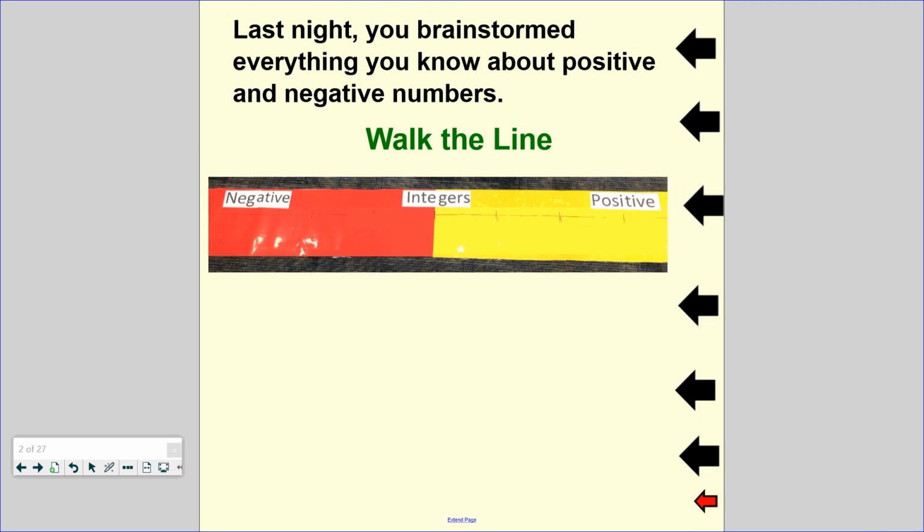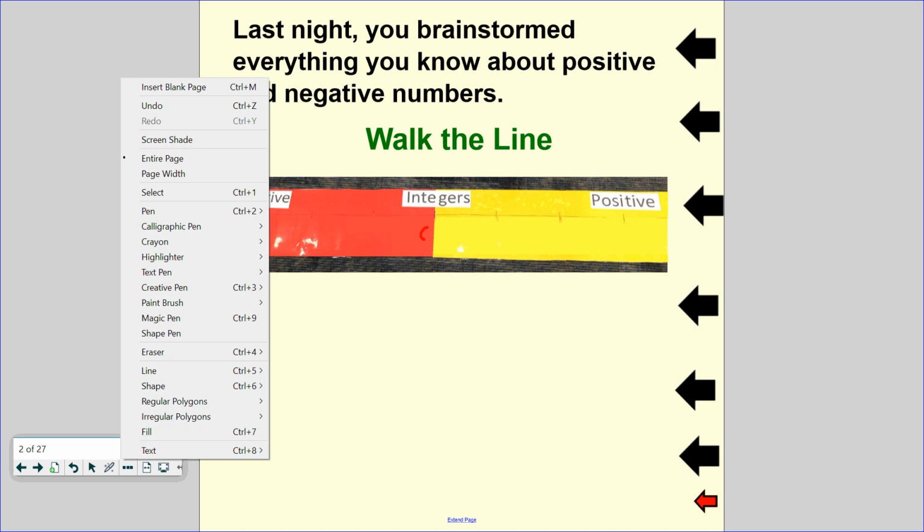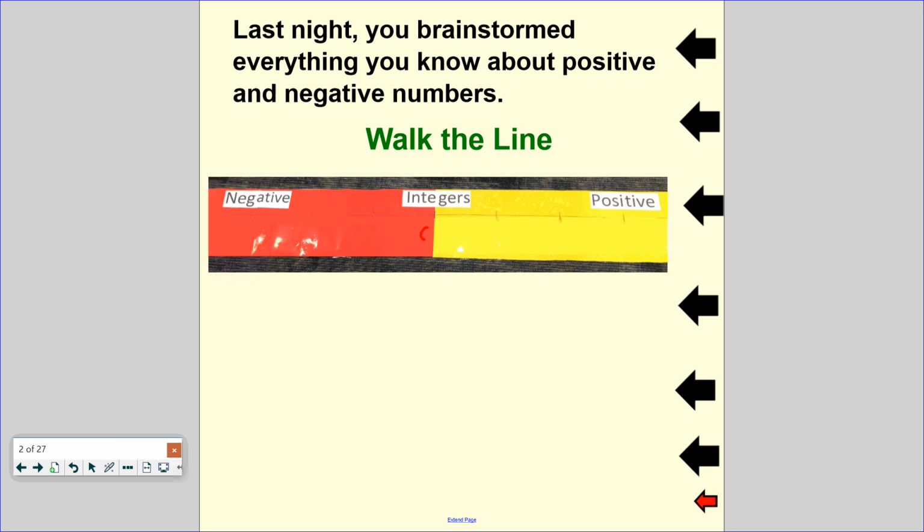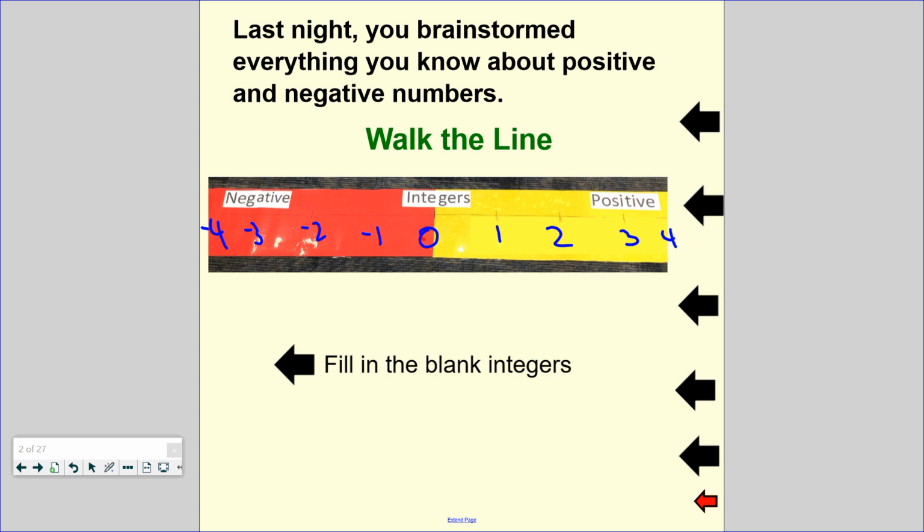All right, so what we're going to do is something called walk the line. On the floor, you will find a number line. Let me label it now. Let's use blue. 0, 1, 2, 3, 4, -1, -2, -3, -4. Now we're going to answer some questions about this number line. First of all, we're going to fill in the blank integers. Done. Again, integers.